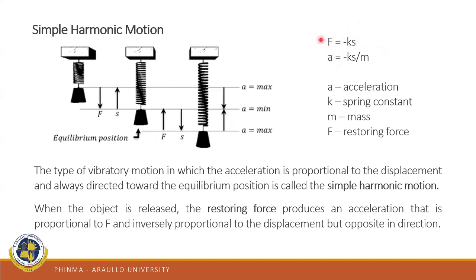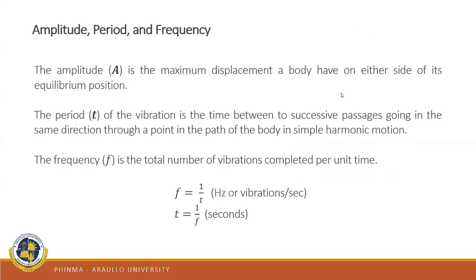Kumbaga, pag pinalitan mo yung F ng ma, di-divide mo both sides yung equation, mapupunta sa baba sa kabilang side yung mass natin. Okay, so yun yung harmonic motion natin. So type siya ng vibratory motion wherein yung acceleration is proportional to the displacement but opposite in direction. So we also have here the concept of amplitude, period, and frequency.